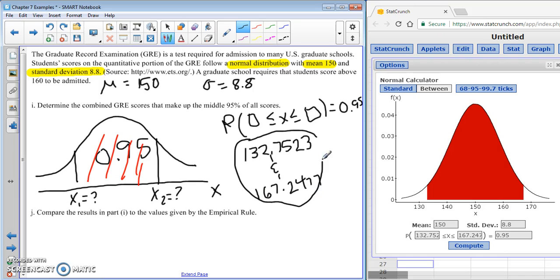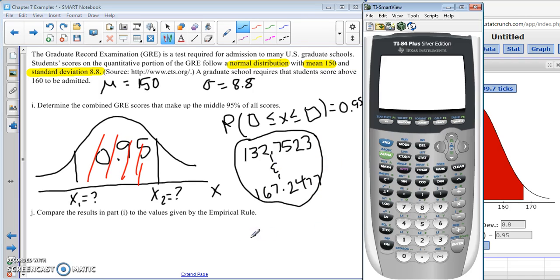And you'll notice here, if we take our mean of 150 and subtract my value of 132.7523, and then for the second value, which is larger, I'm going to use it first and then subtract my mean, they're the same distance away from the mean, which is what you expect, right?